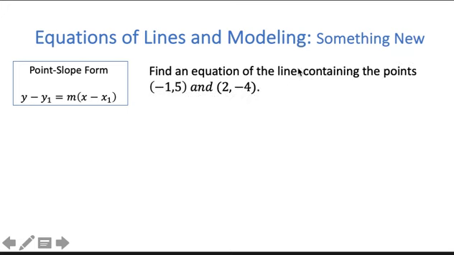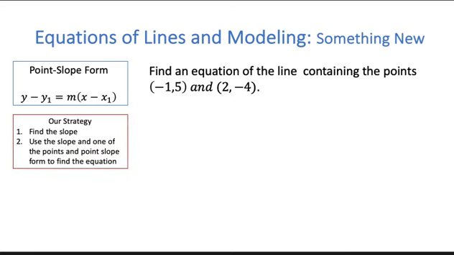Okay, let's look at another question. Find the equation of a line containing these 2 points. This time, I'm not told the slope. I'm only told 2 points, but I know how to find the slope. So our strategy is going to be to find the slope using that formula, y2 minus y1 over x2 minus x1. And then we're going to use that slope and one of the points to find the equation. Okay, so let's get started. The slope of the line is what we're going to find first.